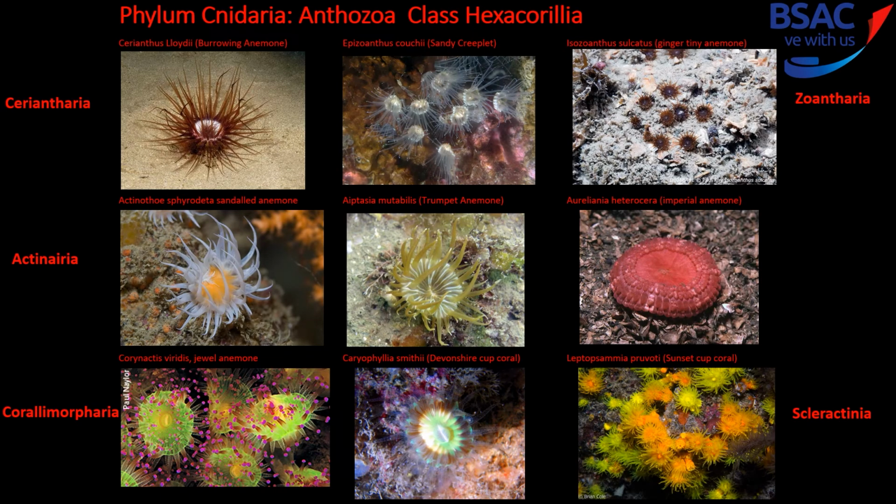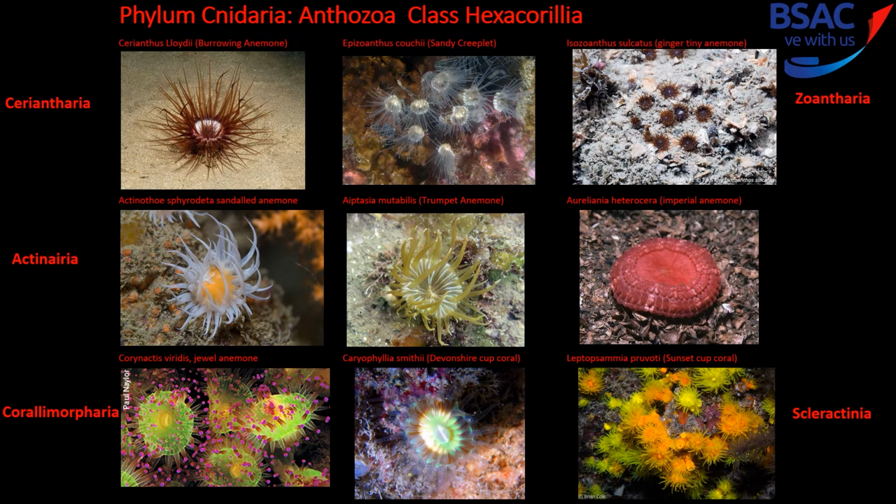Phylum Nodaria, Anthozoa, class Hexacorallia. Let's have a look at a few examples of class Hexacorallia, showing 5 different orders. In the top row we have Ceriantharia, which is a tube anemone, an example of which is the burrowing anemone. Zoantharia, which are colonial anemones, and examples of which are the sandy creeplet and the ginger tiny anemone.